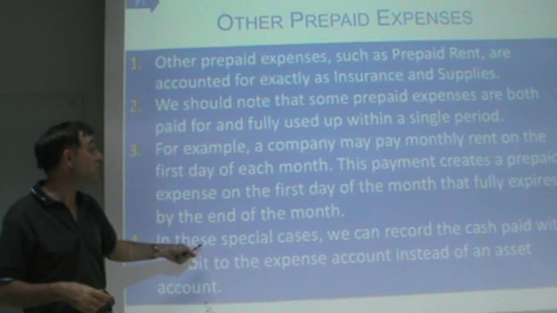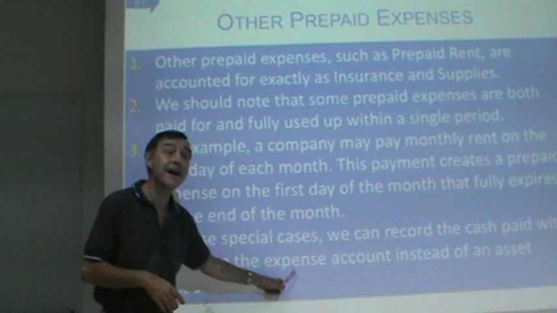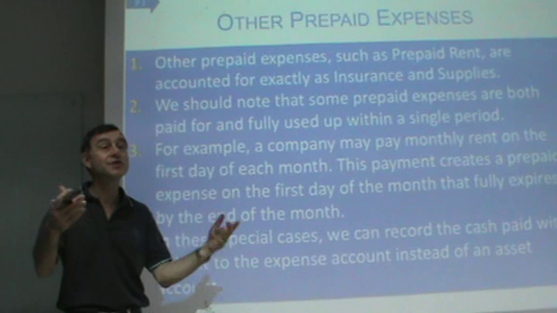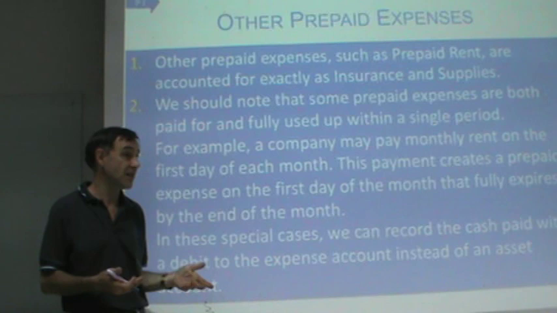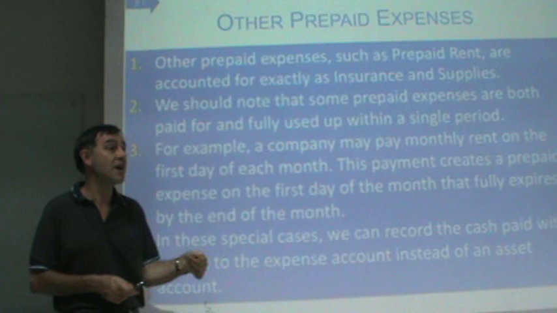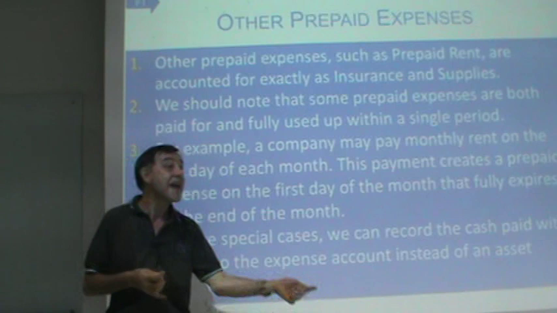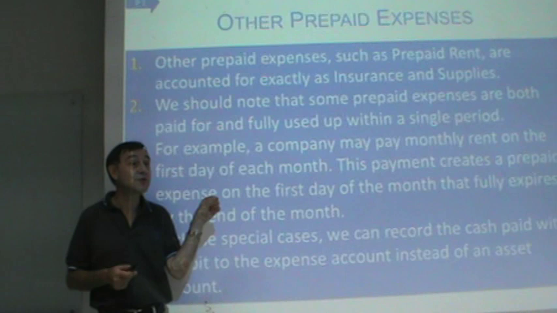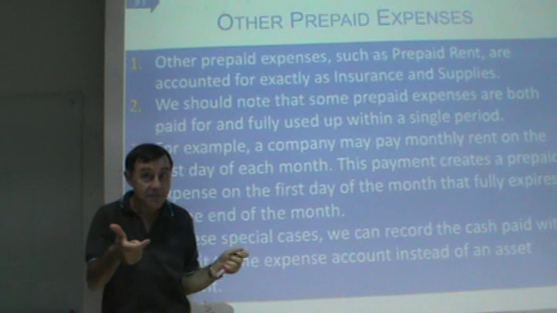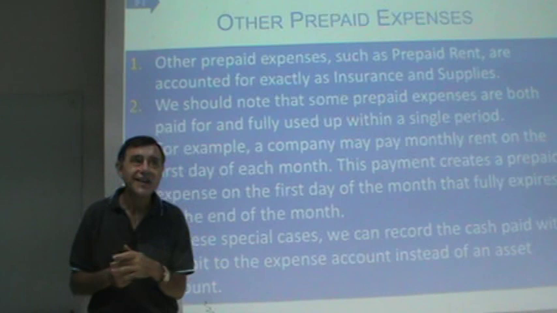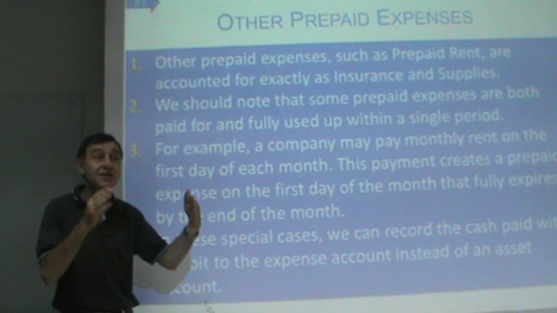And last one, in these special cases, we can record the cash paid with a debit to the expense account directly. So we buy a little bit of coffee, we're going to use it by the end of the month. You can say the coffee is an expense right at the purchase, okay? Same thing for the rent. You're paying one month's rent. For example, on my motorcycle, I'm paying one month's rent, okay? So for me, I can say it's immediately an expense. And the other business can say it's an immediate revenue. Now, technically, he will have to record unearned revenue on the first of the month, and at the end of the month make an adjustment to earned revenue, okay? But he can make an exception, especially if it's month-to-month and within the month. You can make that exception, it's okay, all right?